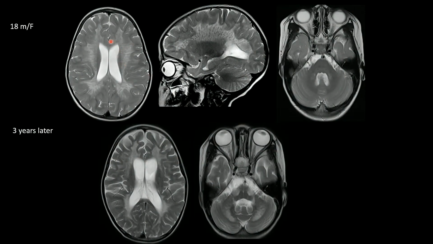So initially, the subcortical white matter is spared in this metachromatic leukodystrophy, but as disease progresses, we can see extension of this white matter signal abnormality from periventricular white matter to subcortical white matter. And the cerebellar involvement is also extended to the deep cerebellar white matter.